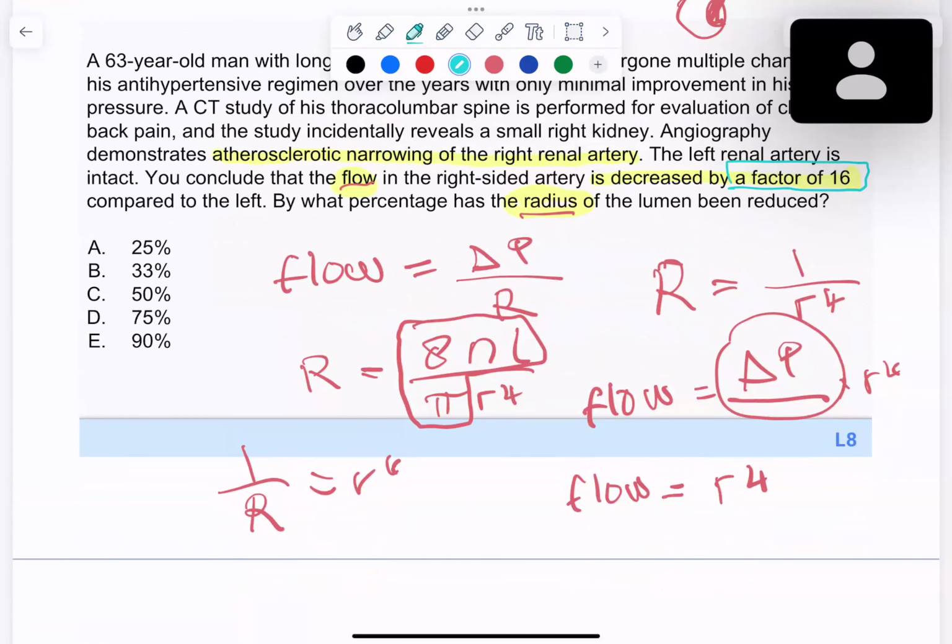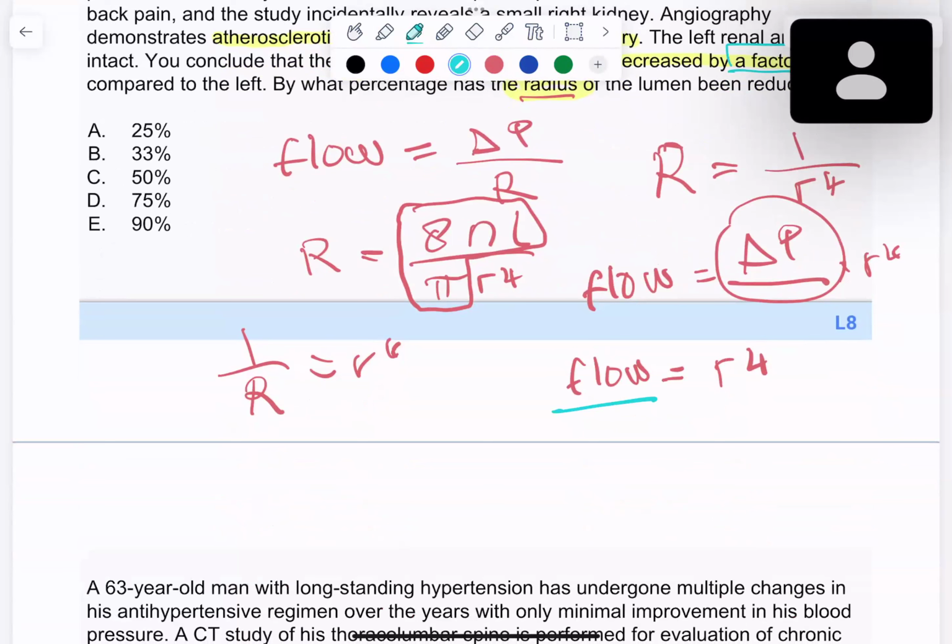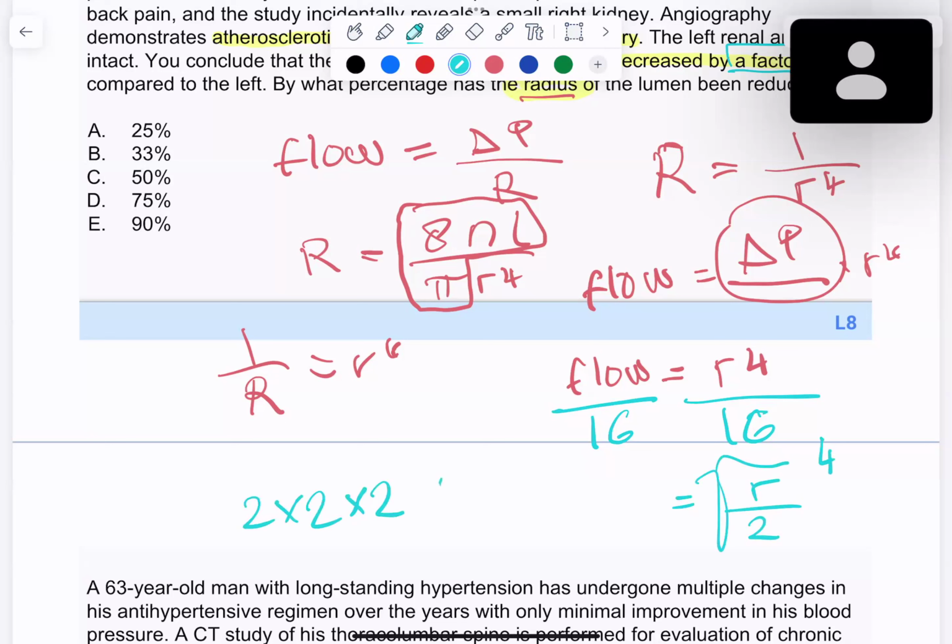And now, when we look at this, they told us the flow is decreased by a factor of 16. So I'm going to divide this by 16. And what you do on one side of the equation, you do on the other. So we're going to also put over 16 here. And now, what do you know about 16? If we are going to simplify this part of the equation, then I can say that it equals r over 2, all to the power of 4, because 2 times 2 is 4, times 2 is 8, times 2 is 16.